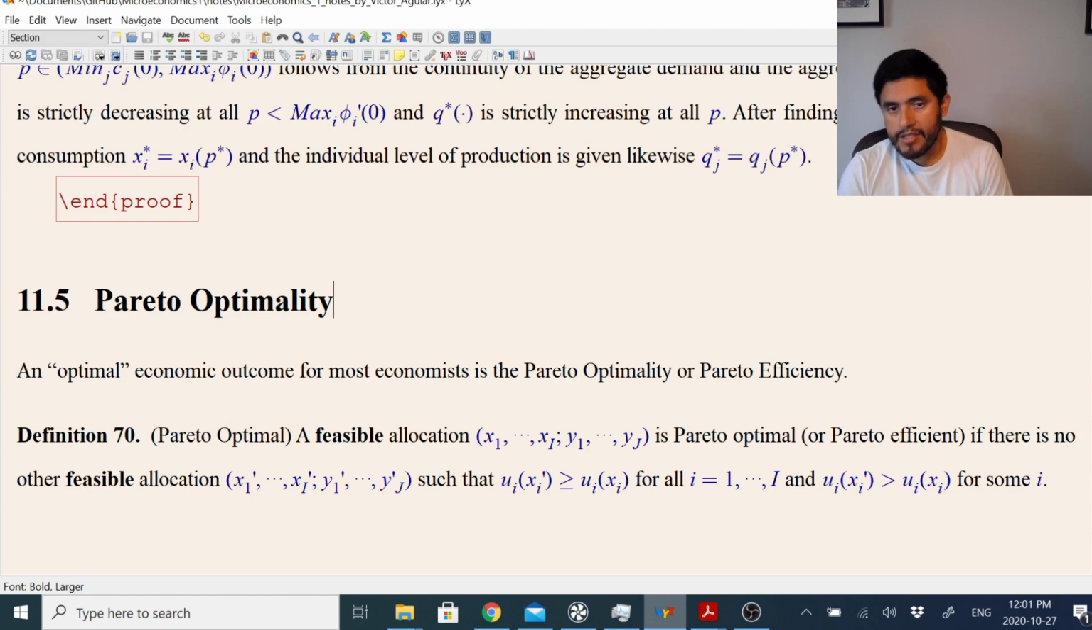So it's a notion of a maximum. But this is an important maximum because this maximum is not at the individual level, it's at the social level, okay?